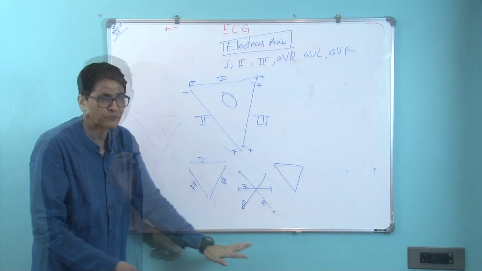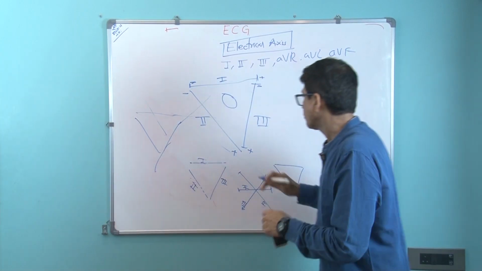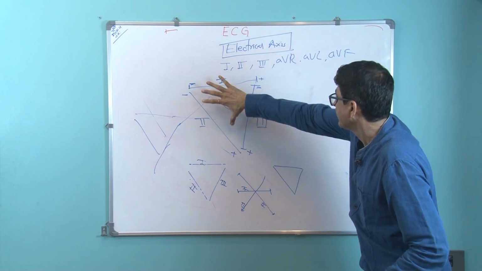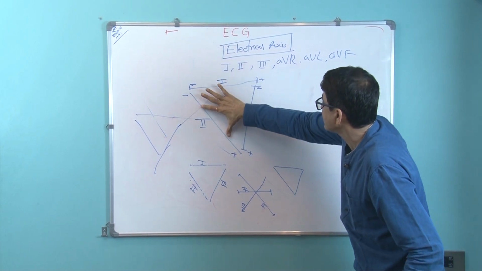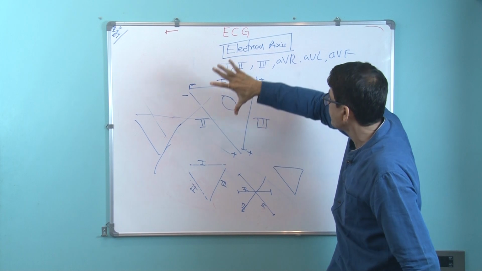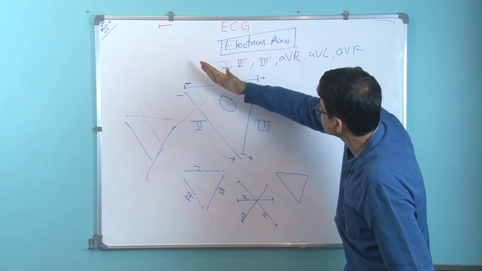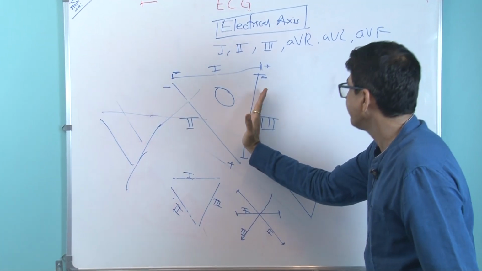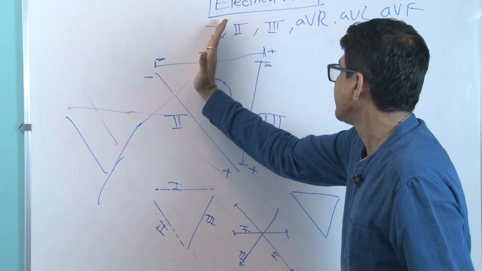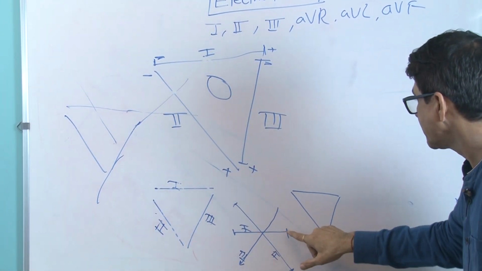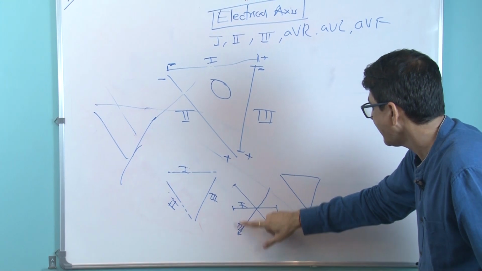This is one part of the axis, I will take the second part now. We have seen lead 1, lead 2, lead 3. I just lift it from here and keep it like this, parallel to this here, and I lift this and keep it parallel to this here. So this becomes 1, this becomes 3rd, and this becomes 2nd.